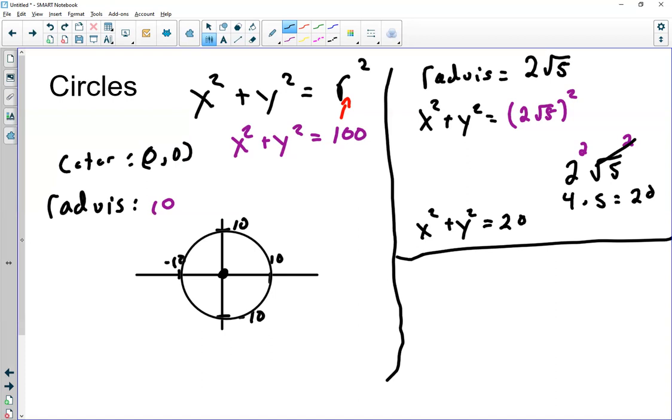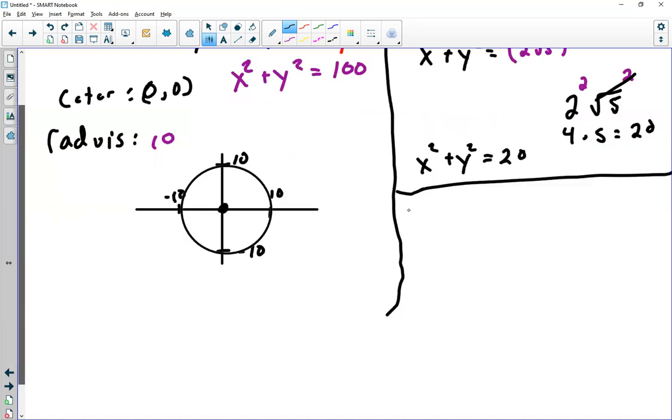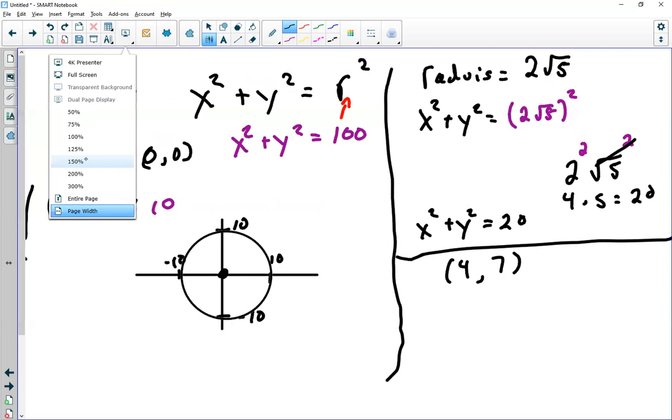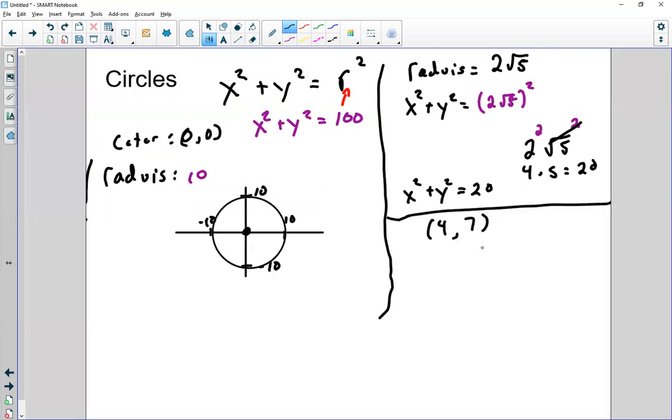Now, one more problem. I tell you a point on the circle. So somewhere on this circle, the point 4, 7 exists. I'm telling you 4, 7 exists on the circle. How do you find the equation?